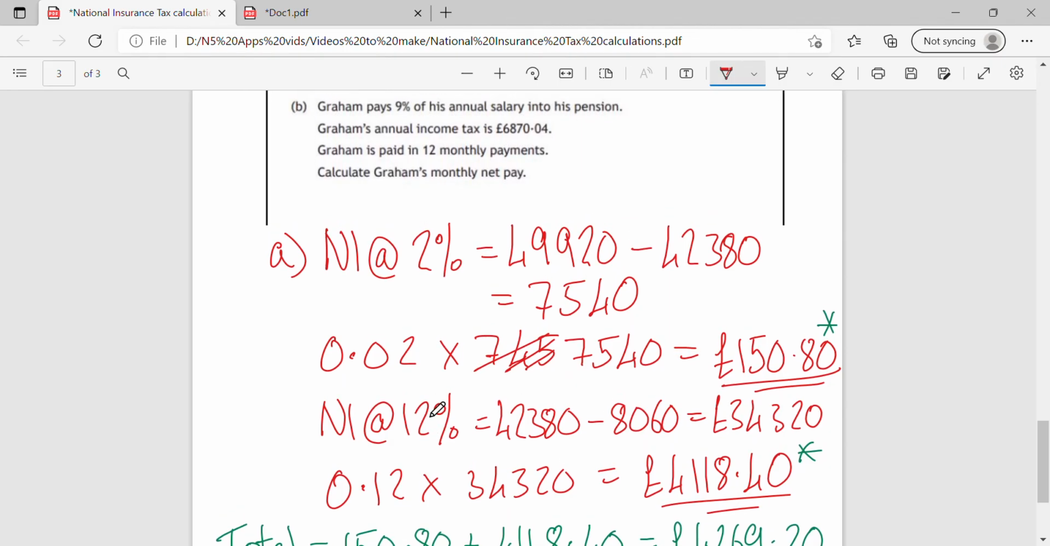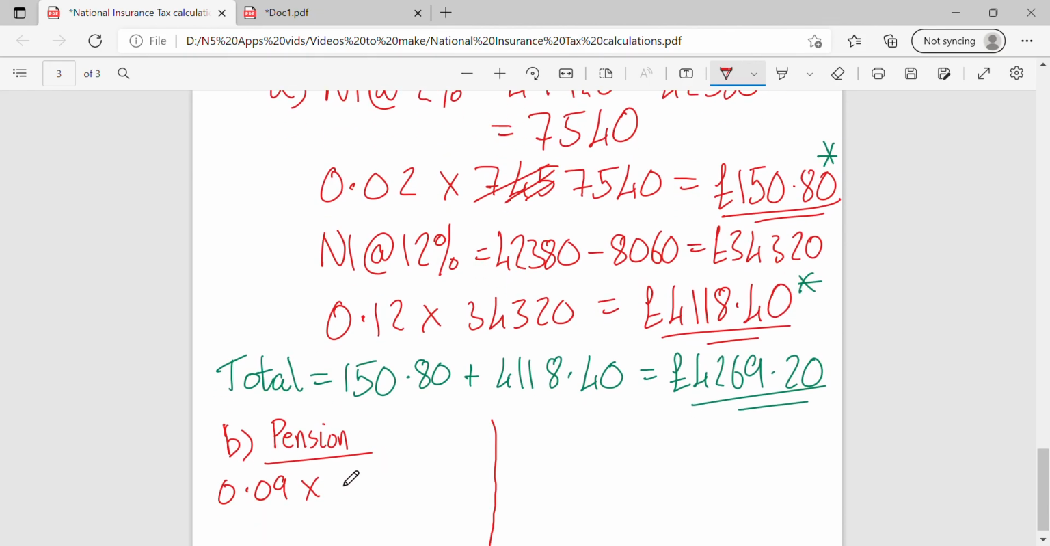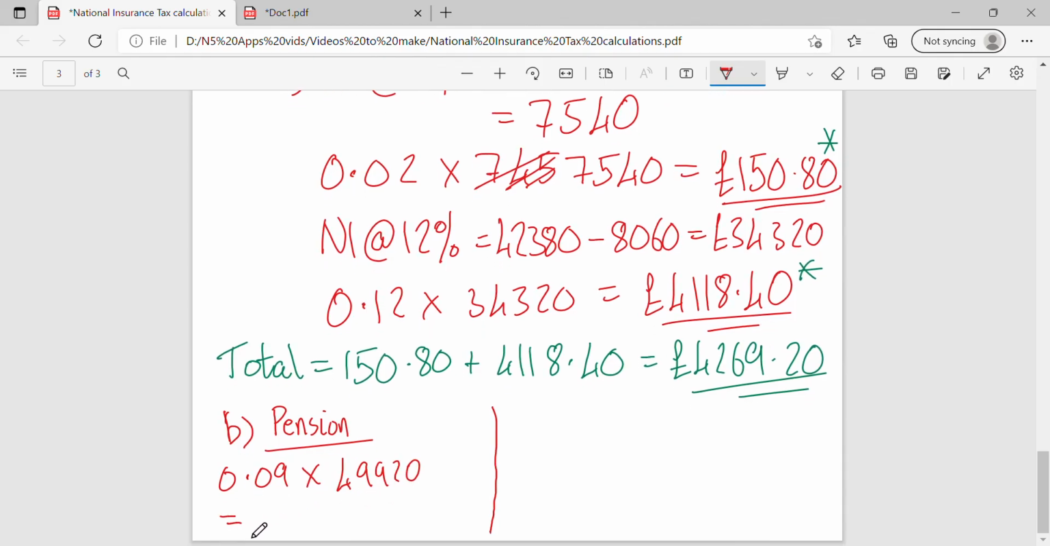So he pays 9% of his annual salary, so it was 0.09 times the total amount that he earns, which was £49,920. So 0.09 times 49,920. So his pension is £4,492.80. And then we need to work out his monthly net pay.